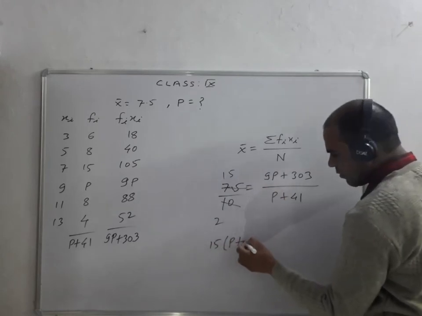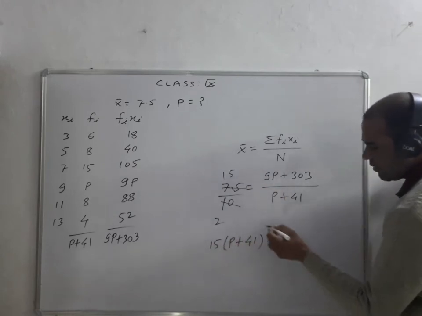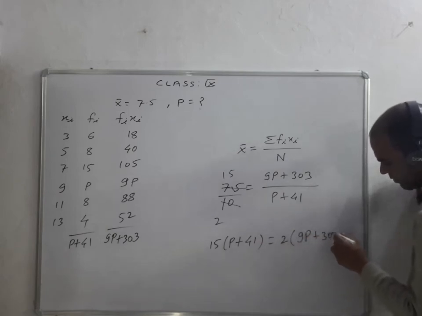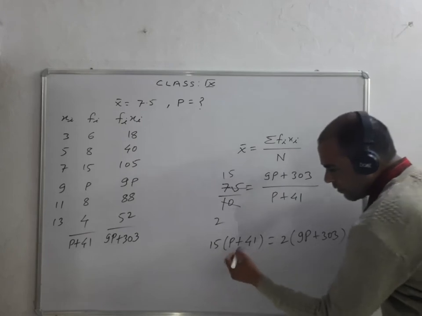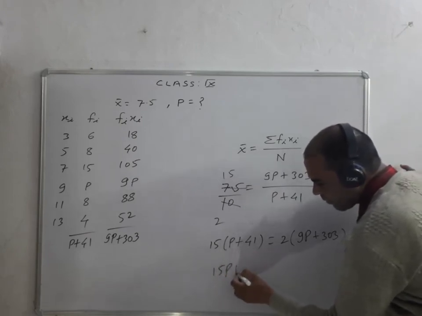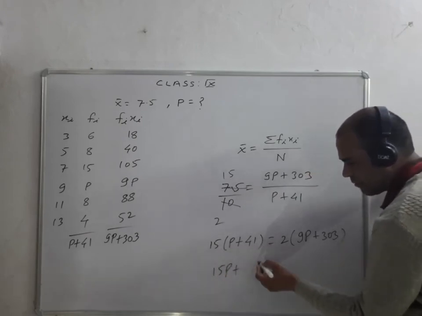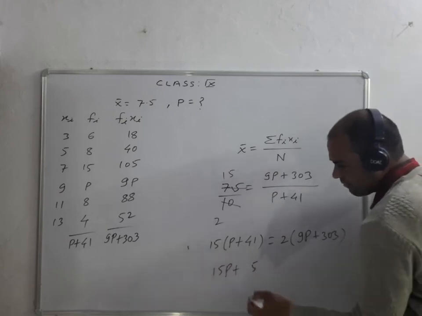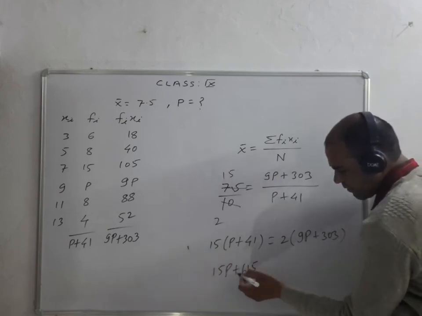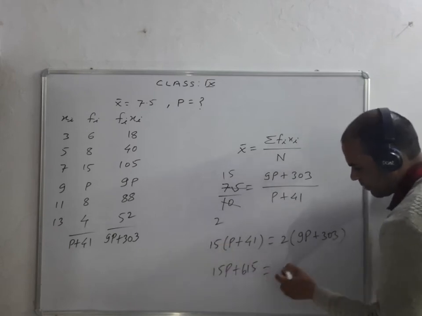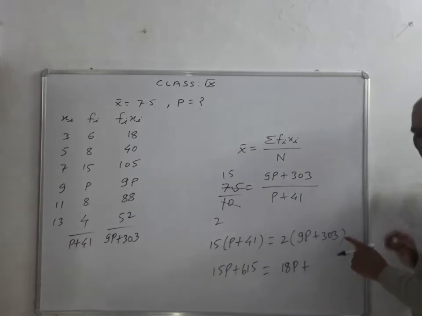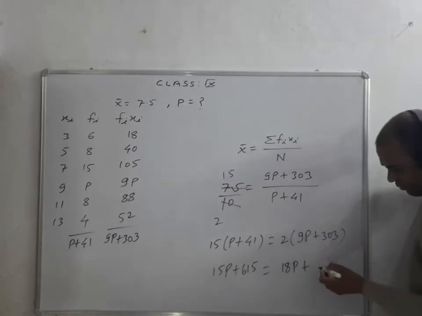15 into p plus 41. Here 2 into 9p plus 303. Here 15p, then again 15 1s are 15, 1 carry, 61, 615. Here 18p plus 303 multiplied by 2, 606.